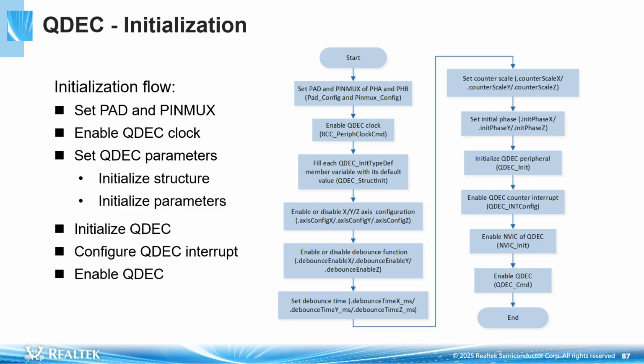The initialization process of QDEC is shown in the figure. The first step is to set PAD and PINMUX, the second step is to enable the clock signal of QDEC, the third step is to set the parameters of QDEC, the fourth step is to initialize QDEC according to the set parameters, the fifth step is to configure the interrupt of QDEC, and finally, enable QDEC. For more information, please refer to the QDEC section of the SDK online documentation.